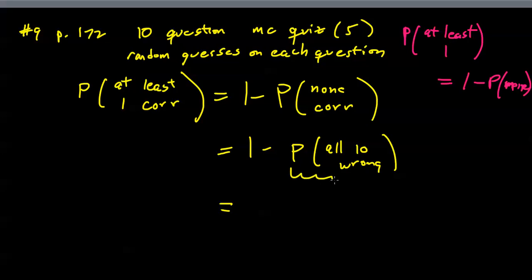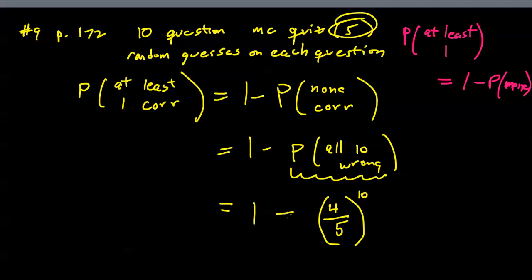And I'll invoke the multiplication rule here. Well, the probability that 1 is wrong is going to be 4/5, right? You've got 5 choices per question, only 1 is correct. So the probability that any one question is wrong is 4/5. And by the multiplication rule, the probability that 10 are wrong is going to be 4/5 to the 10th power. And the probability of at least one correct is going to be 1 minus 4/5 to the 10th power.